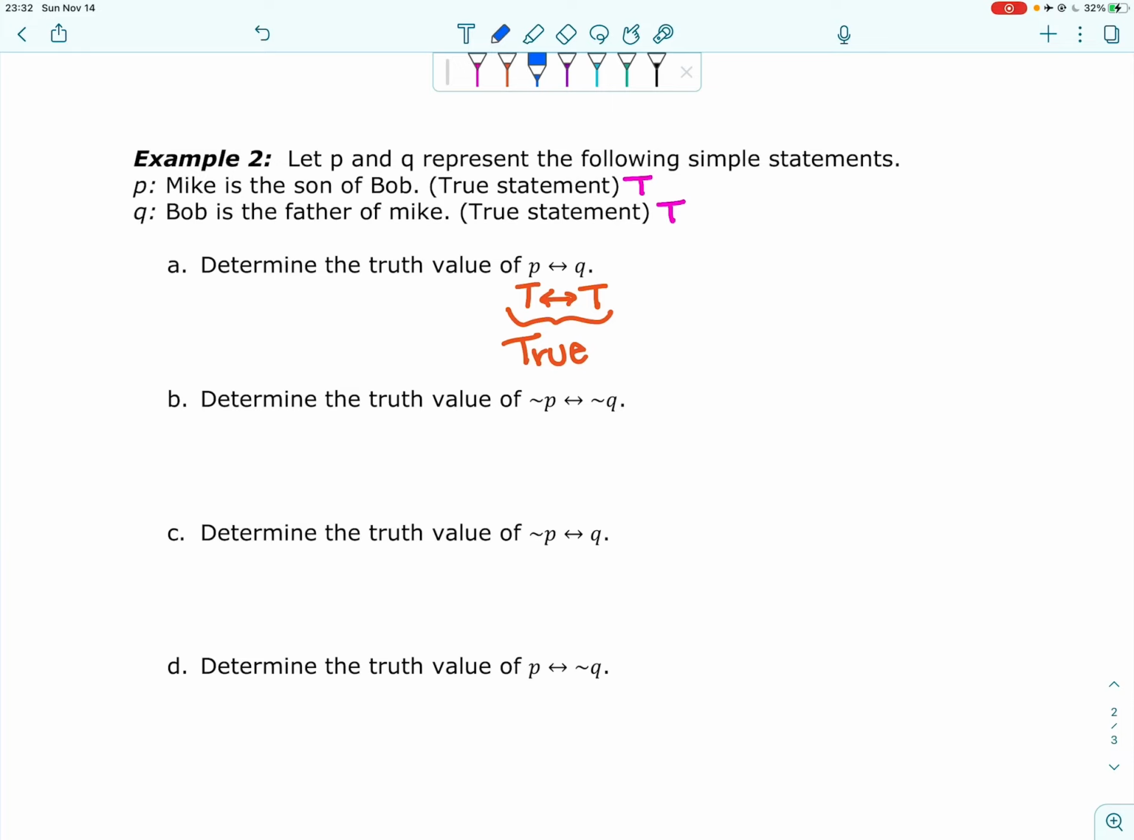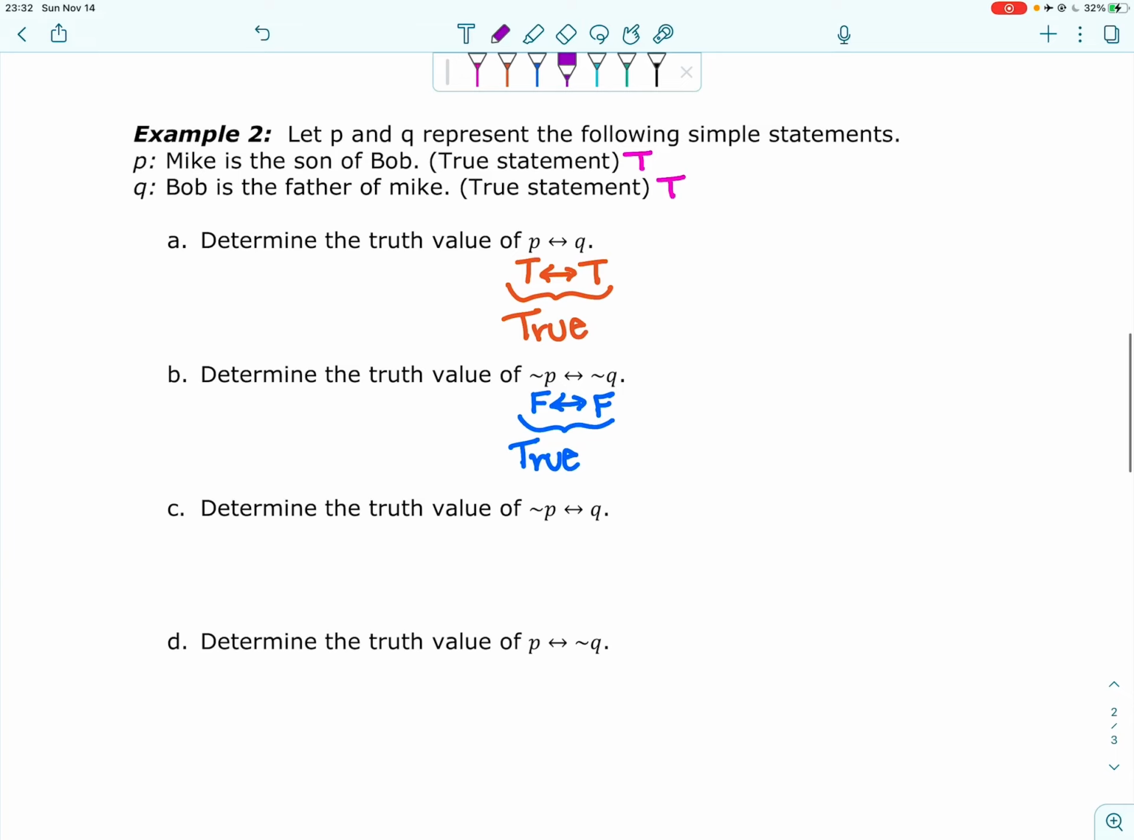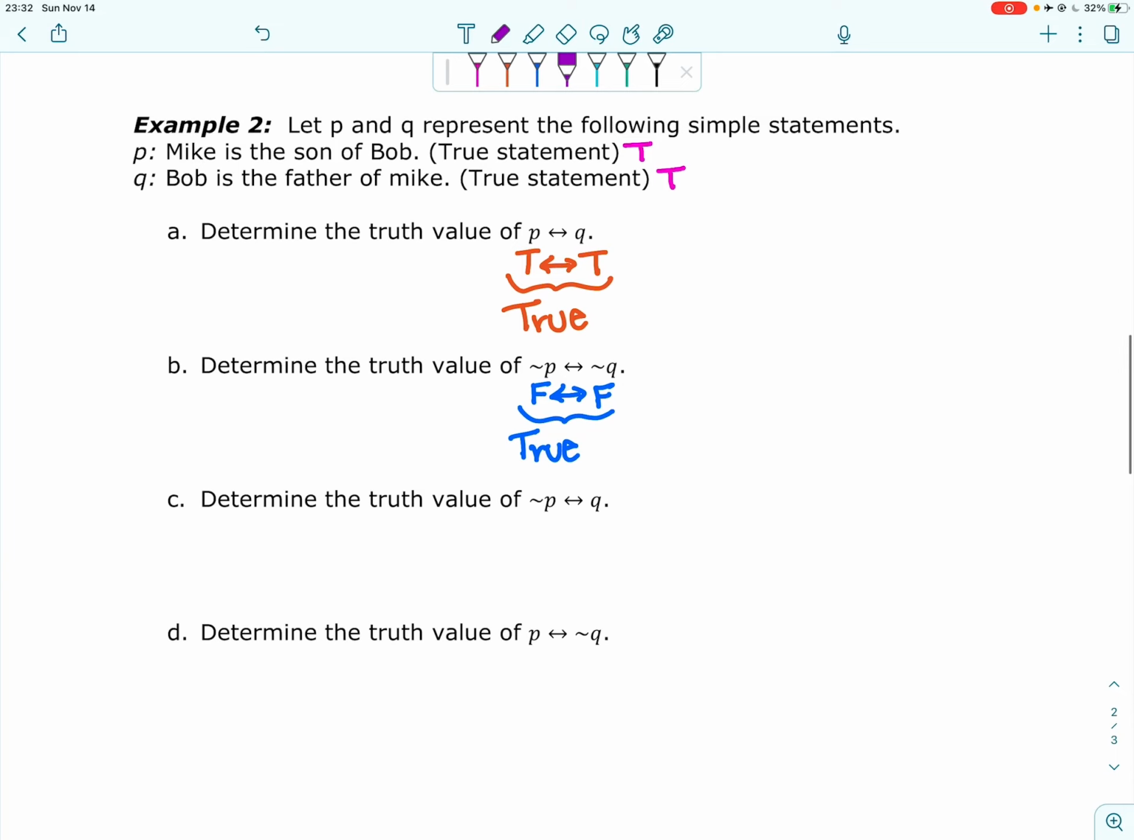Then we're going to negate both of them. So not P would be false, not Q would be false. Again, they both have the same truth value, so it is still a true statement. Now I'm going to negate P, so it's false. Q, I'm going to keep the same, so it's true. They have different truth values, so this is a false statement.